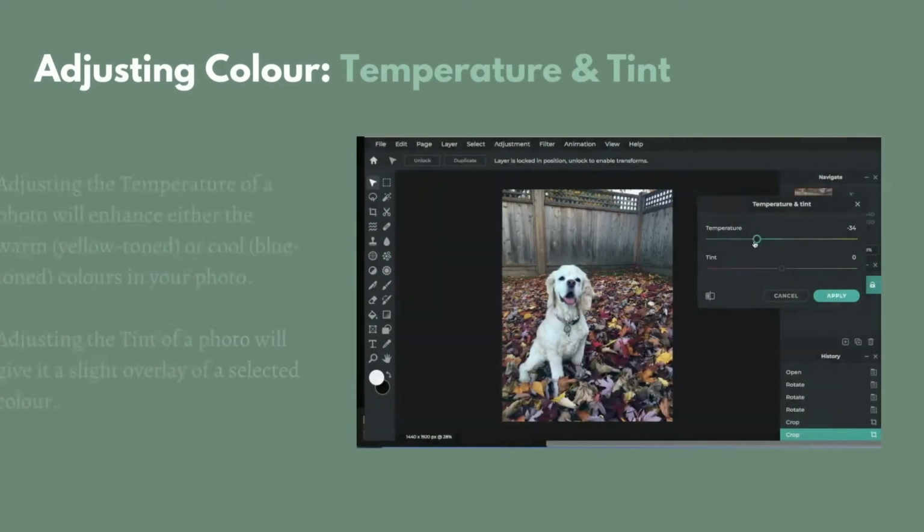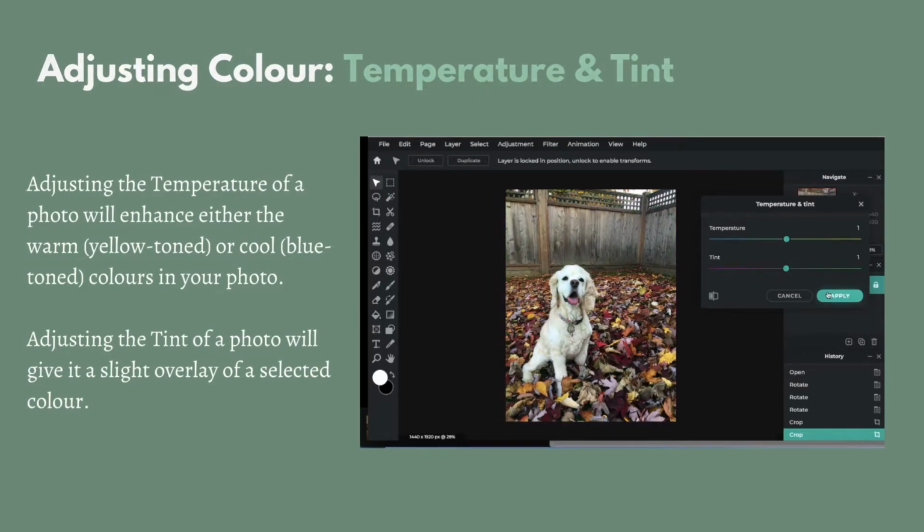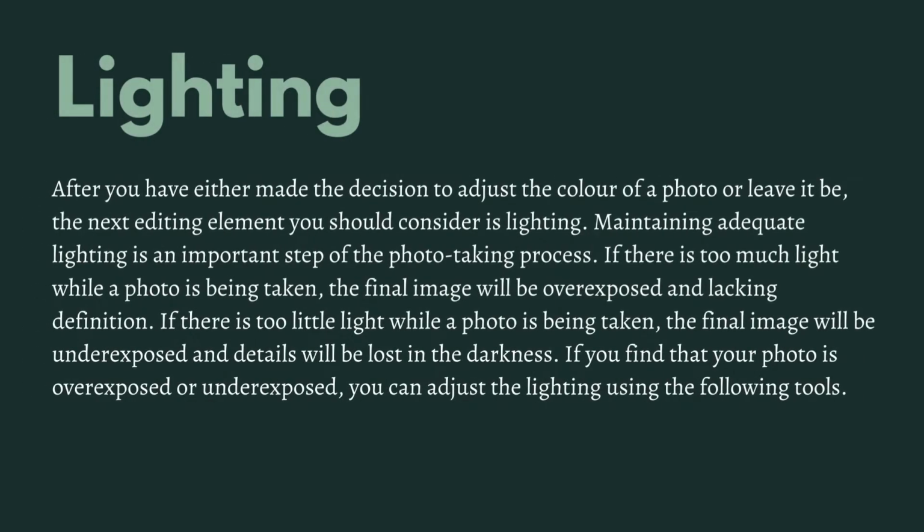The final tool we're going to look at involves temperature and tint. Adjusting the temperature of a photo will enhance either the warm, yellow-toned, or cool, blue-toned colors in your photo. Adjusting the tint of a photo will give it a slight overlay of any selected color. Next, we'll move on to the lighting.